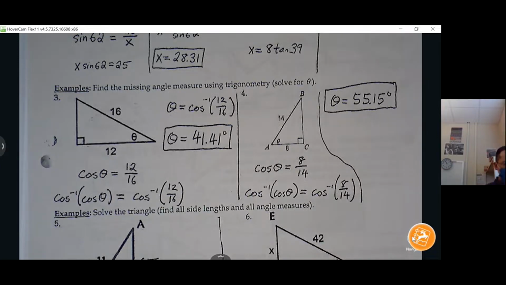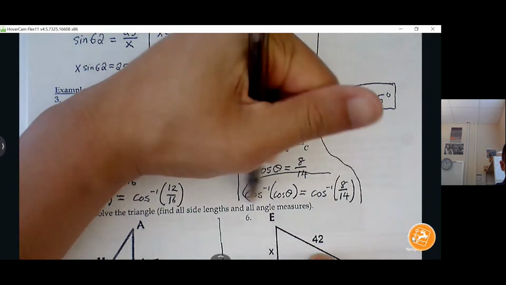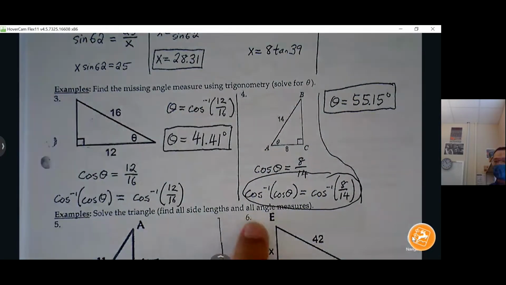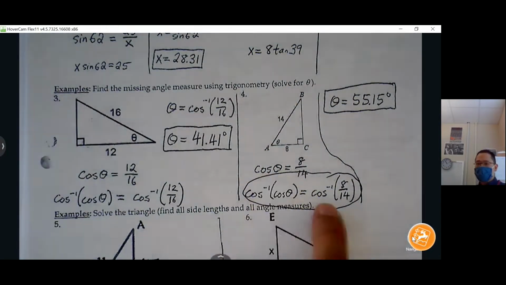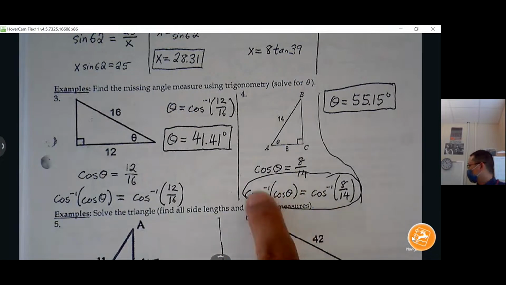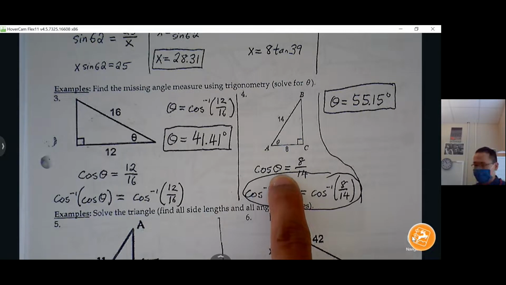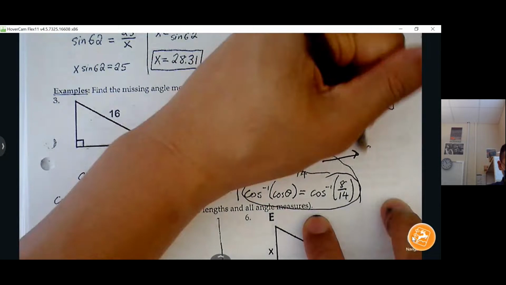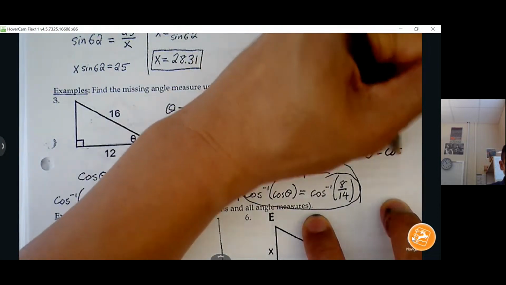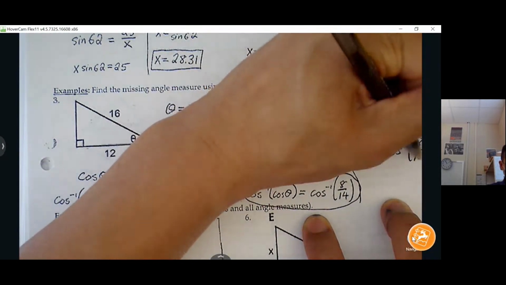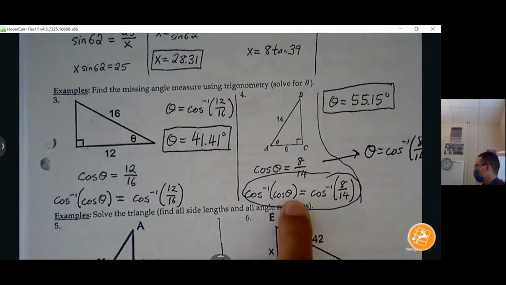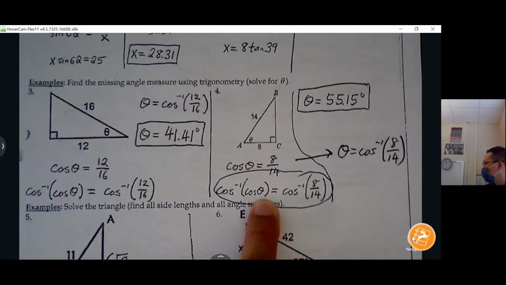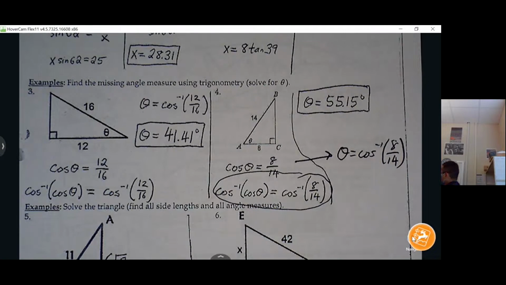Guys, you don't have to show this step on the quiz or test. I just want to convince you why there's an inverse cosine involved, because we have to basically undo that cosine to release it from that theta. So if you want, you can just jump directly to theta equals inverse cosine. You don't have to necessarily show the step. I just want to convince you how we got to that point.